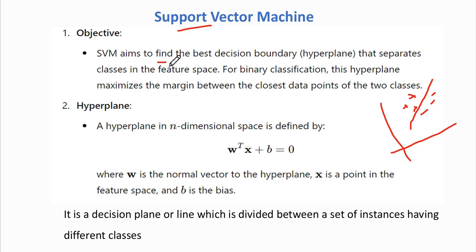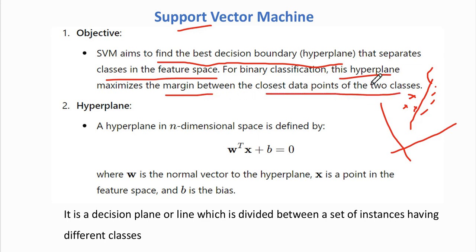The main aim in SVM is to find the best decision boundary or hyperplane that separates the classes in the feature space. Apart from this, the hyperplane maximizes the margin between the closest data points of the two classes. Let us briefly understand this statement with some diagrams in the next slide.